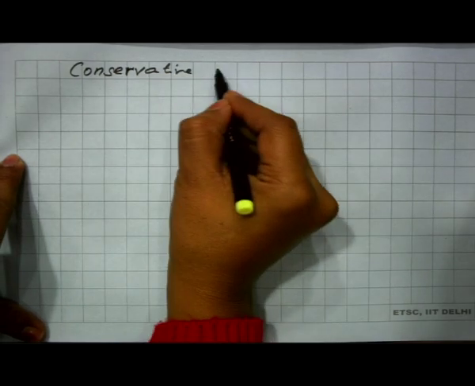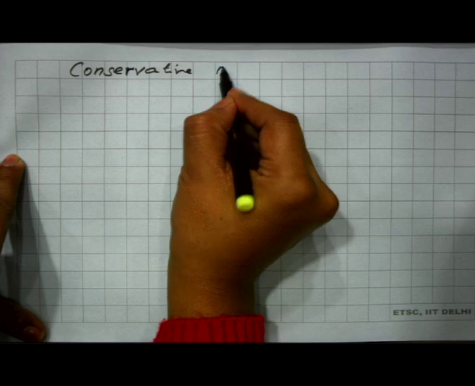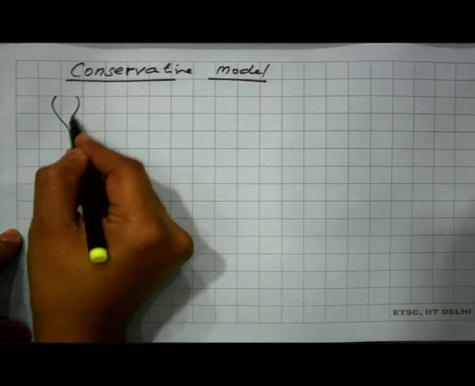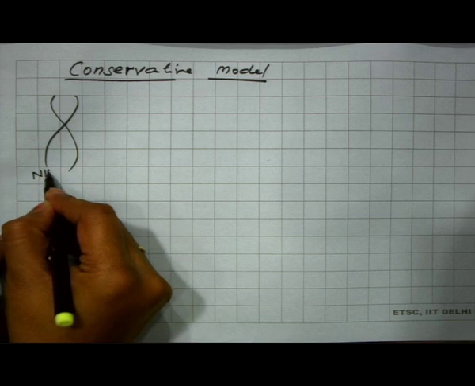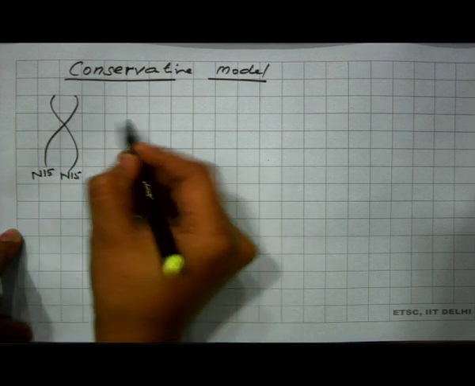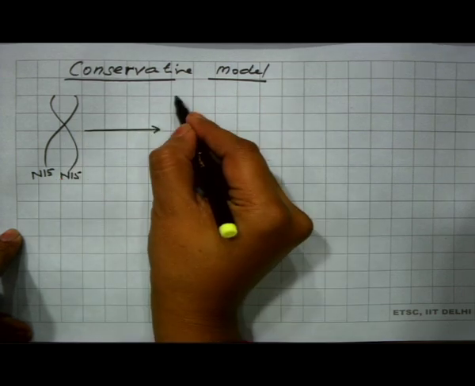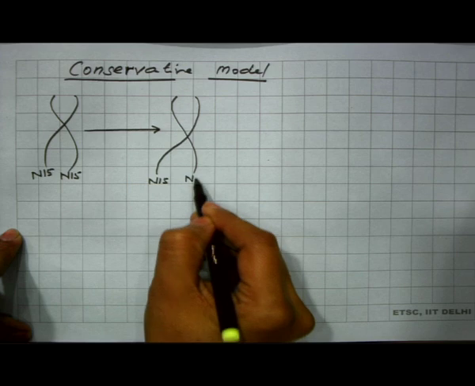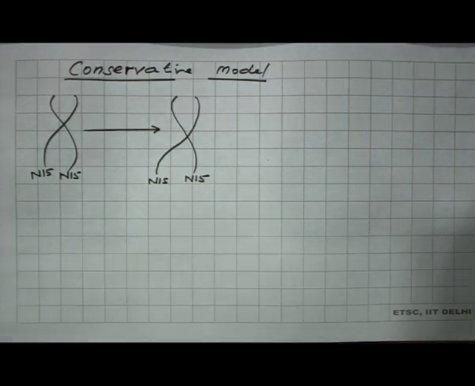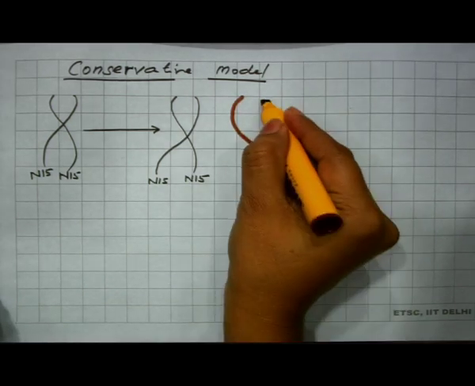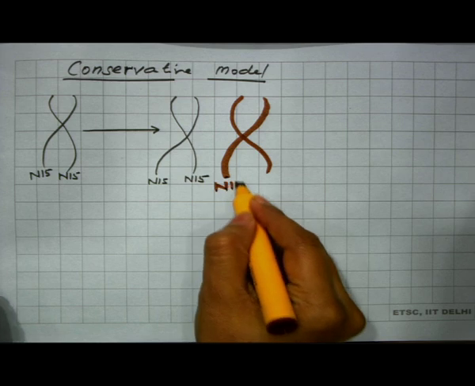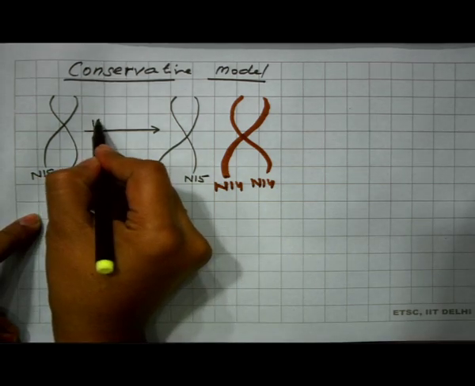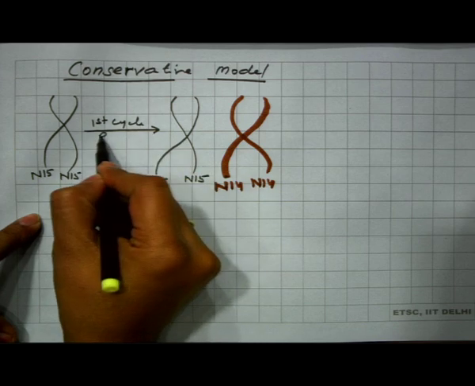Suppose we consider that DNA replication occurs in conservative mode, then what would be the result? If it is a parental DNA, it will be N15 N15, and after the first cycle of replication the parental DNA will remain as such, that is N15 N15, and it will be copied to form another DNA with N14 N14. This is after the first cycle of replication.